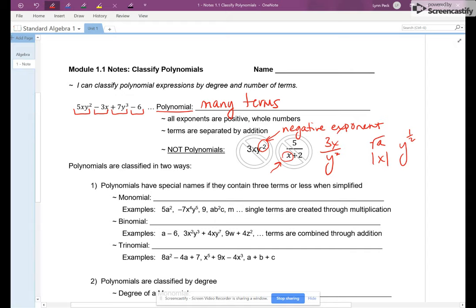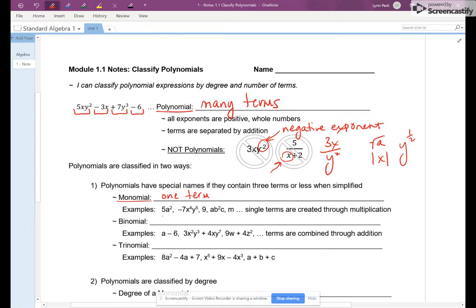So we're looking at classifying in 2 ways. The first way we're going to classify polynomials is by their name. If they contain 3 terms or less when simplified, we can actually apply a name. Once they're above 3 terms, we just call them polynomials for many terms. The first name, if we only have 1 term, a monomial. Mono standing for 1. So a monomial is a polynomial with 1 term.